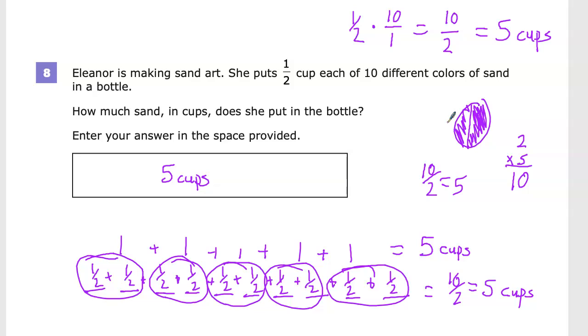Or if you really wanted to think about it, and sometimes some of you may be able to wrap your brain around it very early on, you say, oh, there's 10 colors and they're 1/2 cup each. Well, if I take 10 and find 1/2 of 10, well, 1/2 of 10 is 5, right? So then that would get you to 5 cups as well. So whichever method works best for you, that's the method that you should do. But find one that you can consistently handle and set it up appropriately.